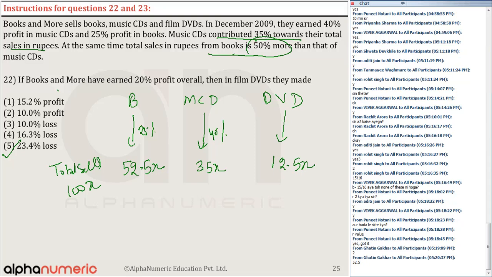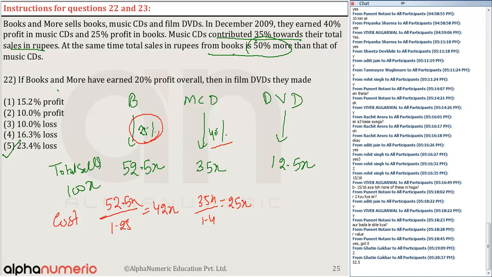Now, in music there is a profit of 40%. So what is the cost of music? The cost of music will be 35x upon 1.4, which comes out to be 25x. Similarly, for books there is a profit of 25%. So the cost of books will be 52.5x upon 1.25, which comes out to be 42x.